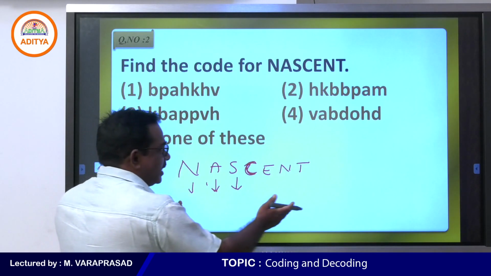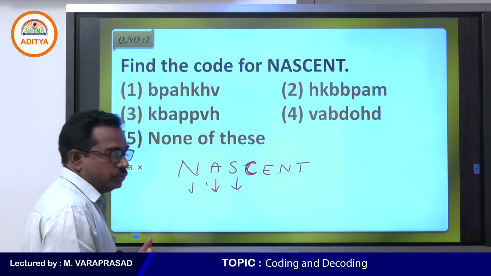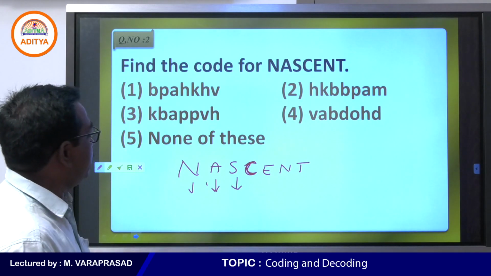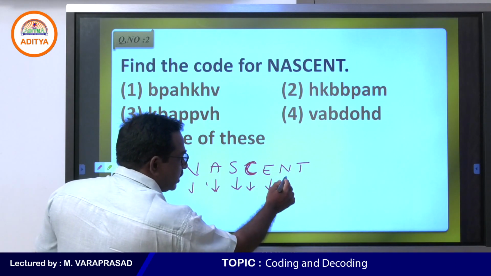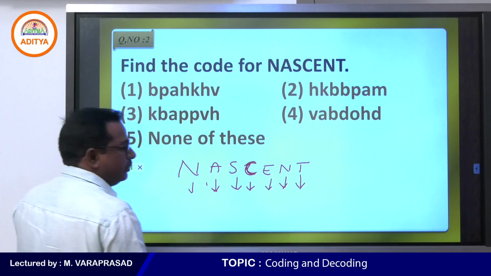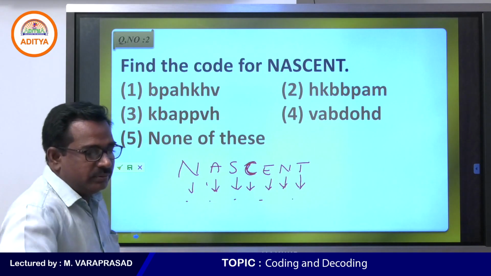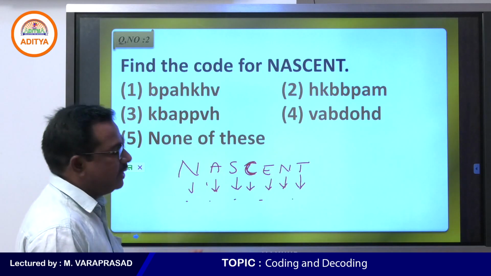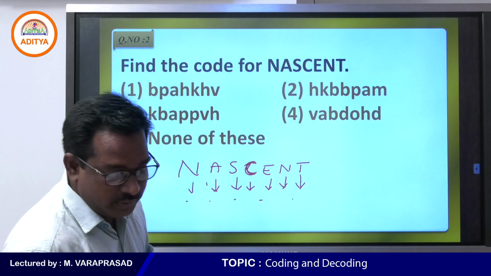The same order will not be there. Maybe in the options they are in jumbling order. You need to find out. What is the code word for C? For E? For N? For T? You need to write all the codes here. Maybe they are in jumbling order, so you need to find out from the options. Yes, my students, what is the option here?